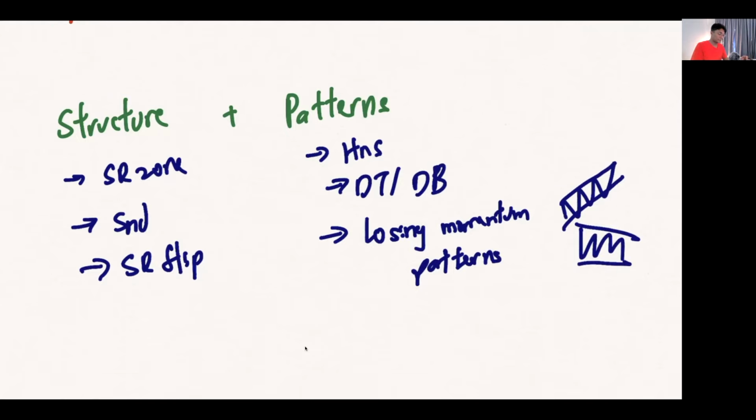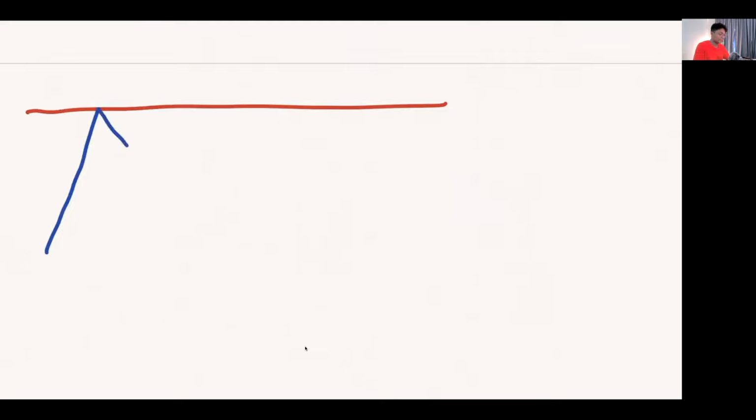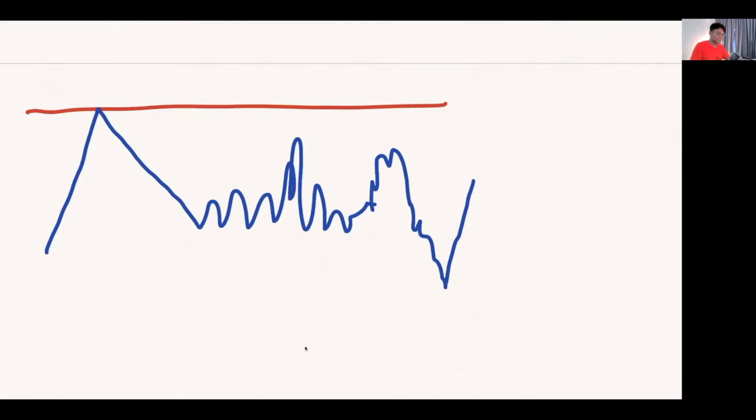Now, when you see any of these patterns formed at any of this structure, like SR zone, S&D zone, or SR flip, you are going to get yourself a very high risk rewards ratio trading opportunity. So here's how it looks like. You may have SR zone right here. Previously this was a high, then the price dropped. Eventually the price goes all the way up to form a double top.